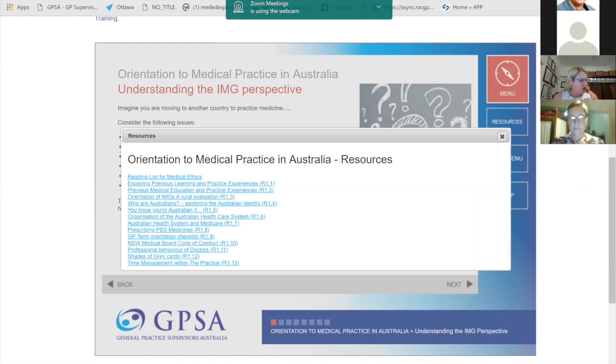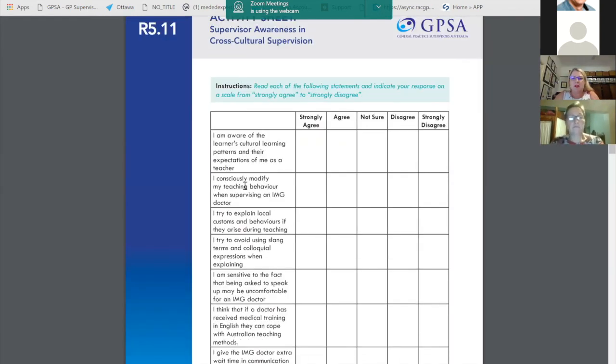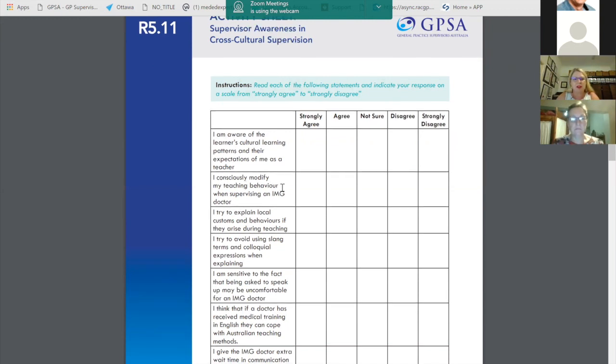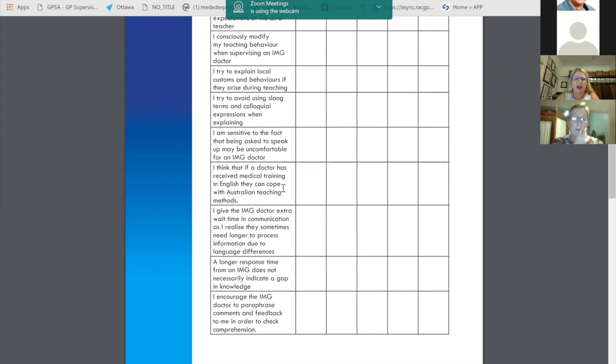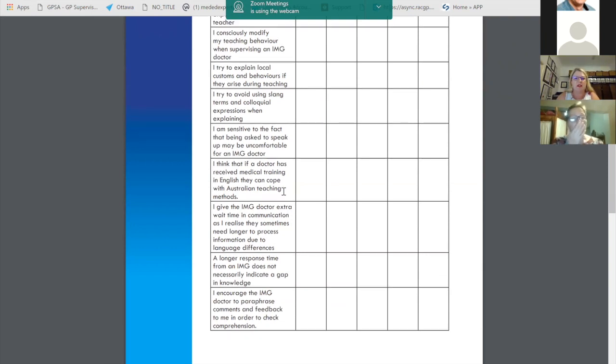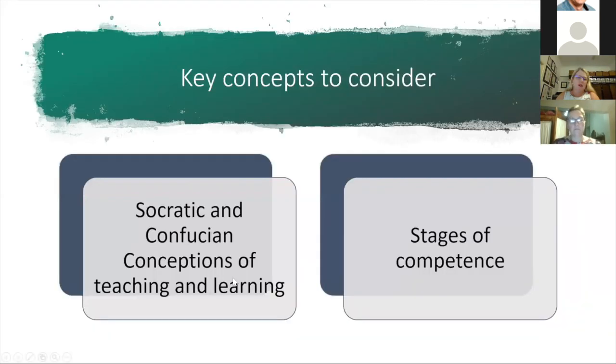So this first worksheet is called Supervisor Awareness in Cross-Cultural Supervision. This one is a good one to do for your own benefit, just to think about how you might approach teaching differently if you have both AMG and IMG learners in the practice. So you can see it just goes through, and it just raises your awareness to some of the other things you may need to think about.